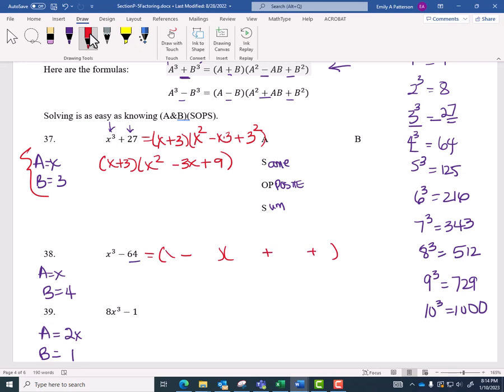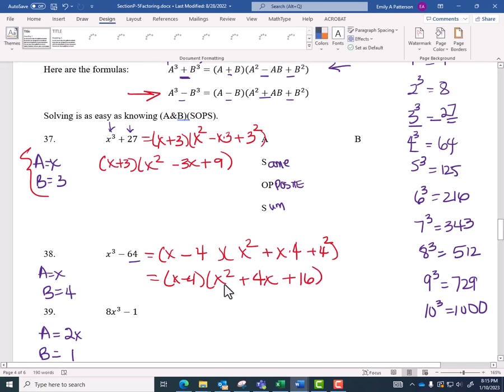A was x, so A, B, and again I'm following right here this formula. A squared, then times A times B, and then B squared. And then let's clean it up. So it's x minus 4 times x squared plus, well, x times 4 is 4x. We like that to be a little cleaner this way, and then 16.